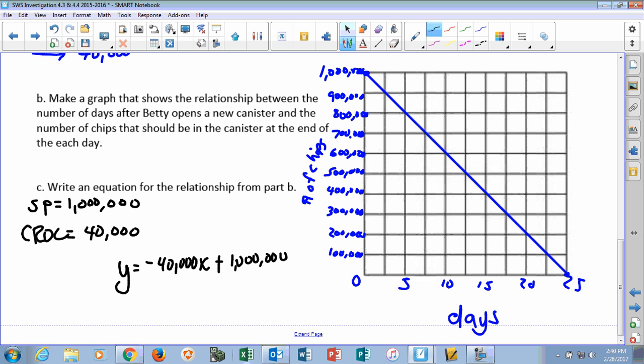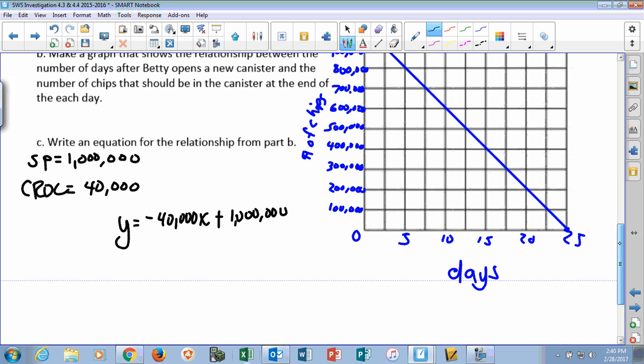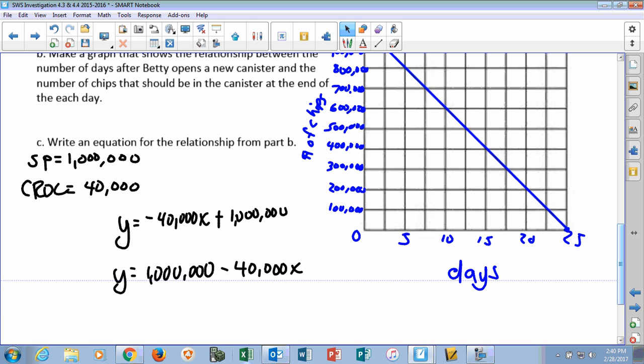Okay. Now, it can be written like this, or there's another way. Hold on. It can be written like this, where you start with 1 million, and you're taking away 40,000 chips per day. Same thing. Again, if I plug 25 in for X, I end up with 0. And that takes me down to nothing. All right, so this we're going to leave off for the first day. We'll wrap it up tomorrow.